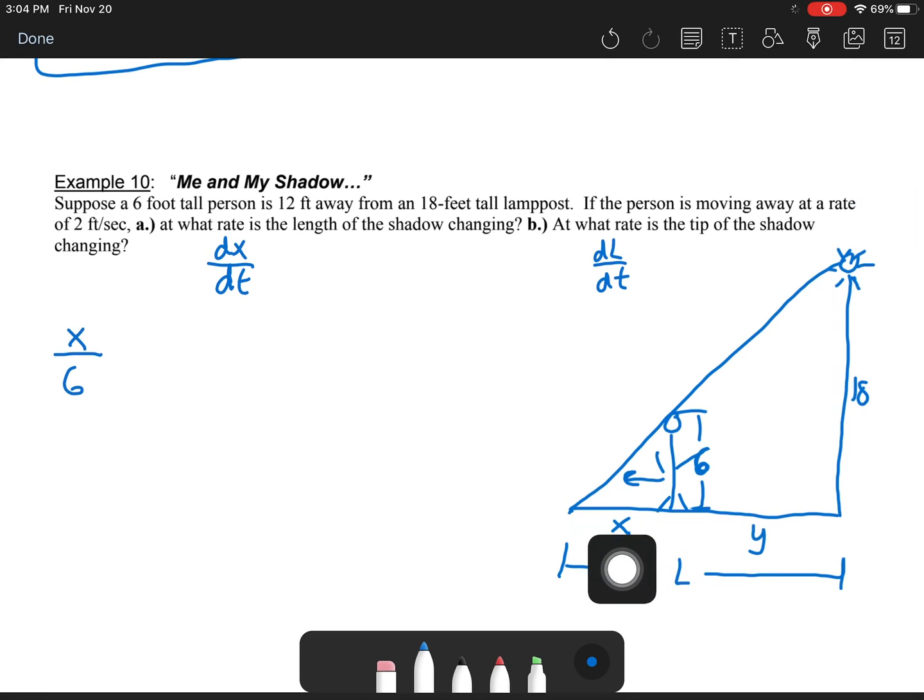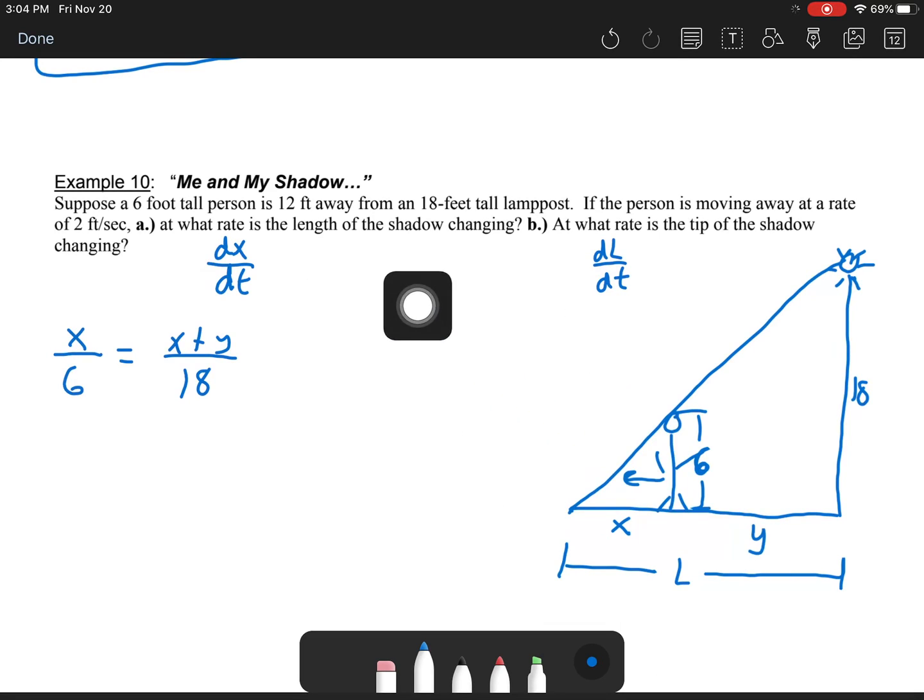So if I were looking at the ratio of this side x to the person's height, x to 6, that should be the same as the ratio of this horizontal side, which I'm going to call x plus y. I've called it L for part B, but for part A, for right now, I'm just going to go x plus y. So I'm going to say that's x plus y to 18. Okay, so these are equal to each other. And setting this up is going to allow me to make a relationship between some of these variables like x and y.